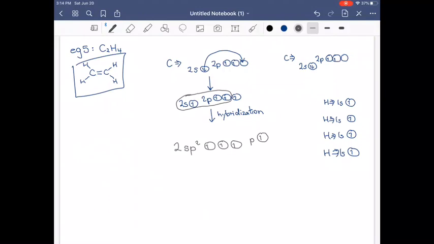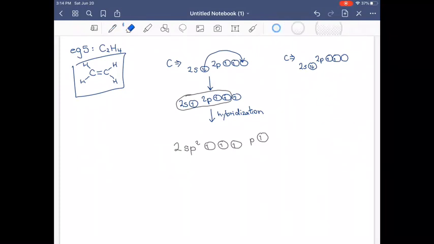Now, that doesn't just happen to this carbon. Make sure we see the fact that it will happen to this carbon as well. So this carbon will go through the same thing. Let me just erase all of this. This carbon will go through the same thing, where you'll have promotion.